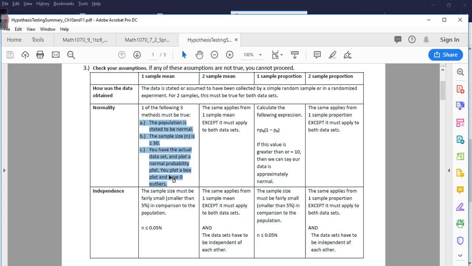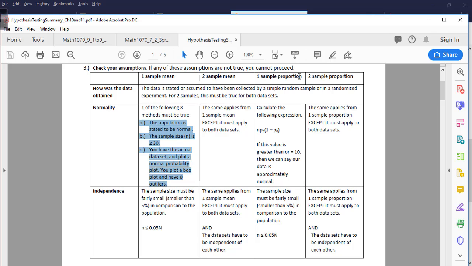And create a box plot and make sure that you don't have any outliers. One of those three things has to be true in order for you to say that the shape of your distribution is approximately normal. These only work for mean problems. If it's a two sample mean problem, then you have to have one of these three for both sets of your data, for men and for women.